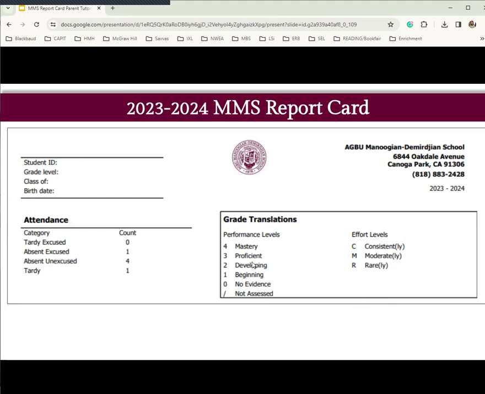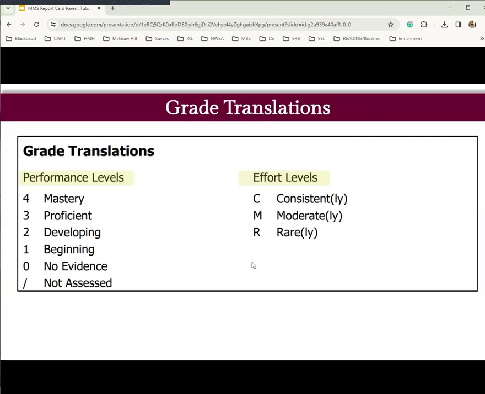You're going to notice that in the grade translations box, there are two separate columns: a performance level column and an effort level column. This is a very important part of the grading system, where we have separated grades rather than averaging them all together to include a student's participation, test scores, and behavior, because that doesn't give us a true, accurate depiction of what a student knows or doesn't know, their mastery level.